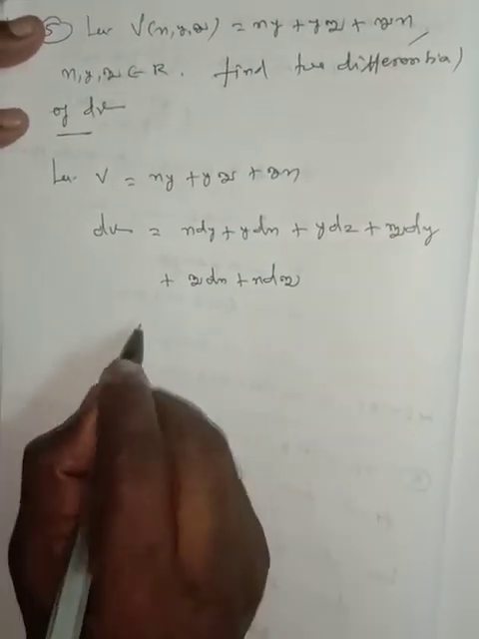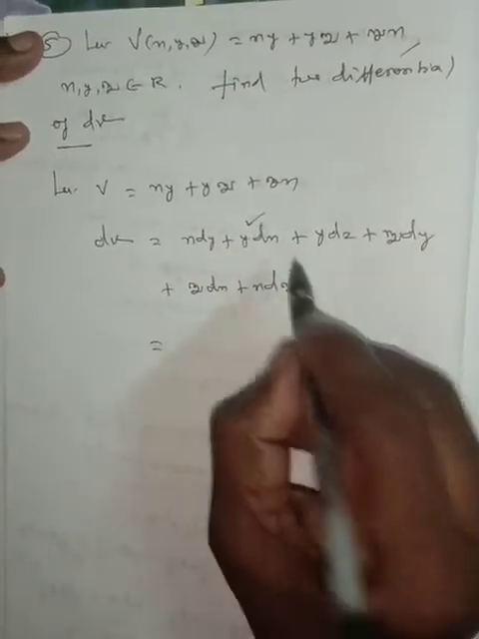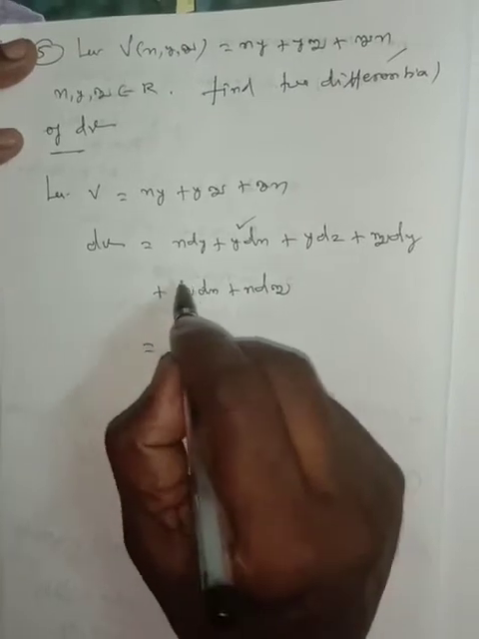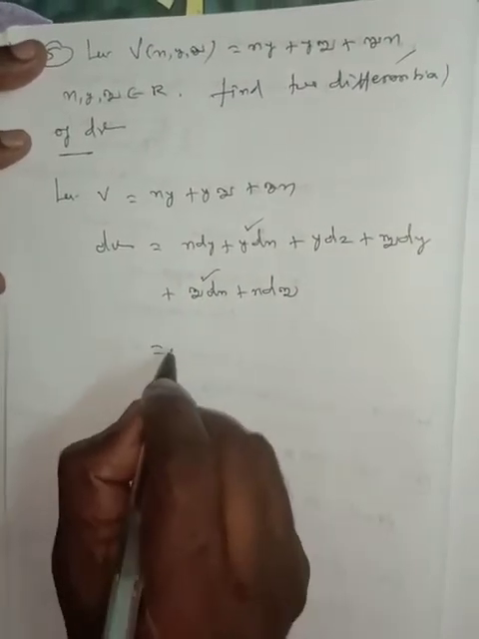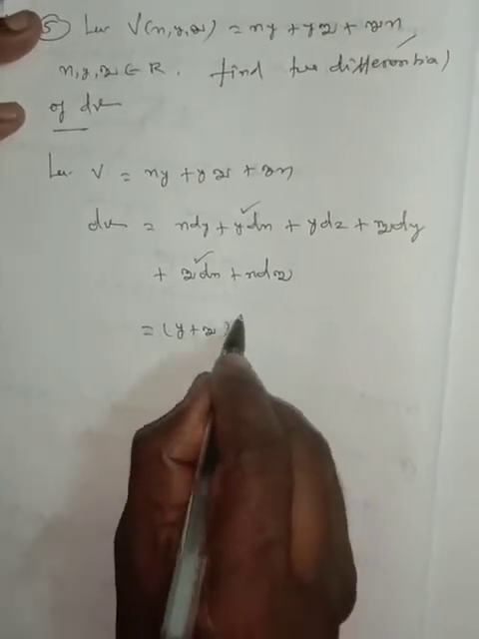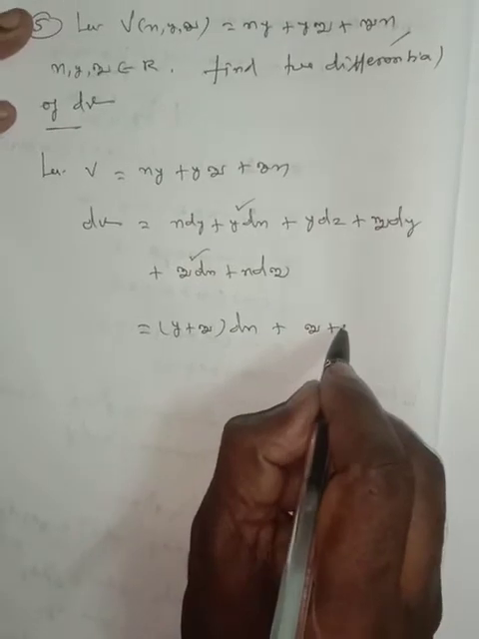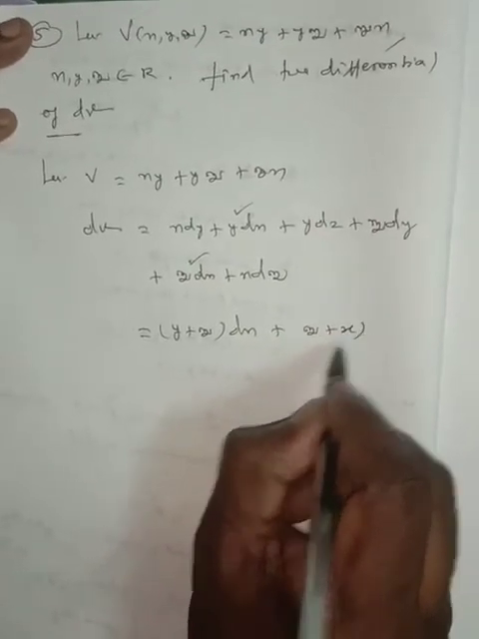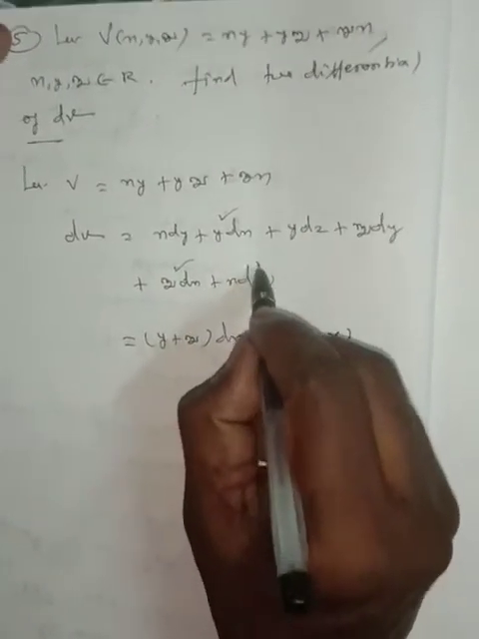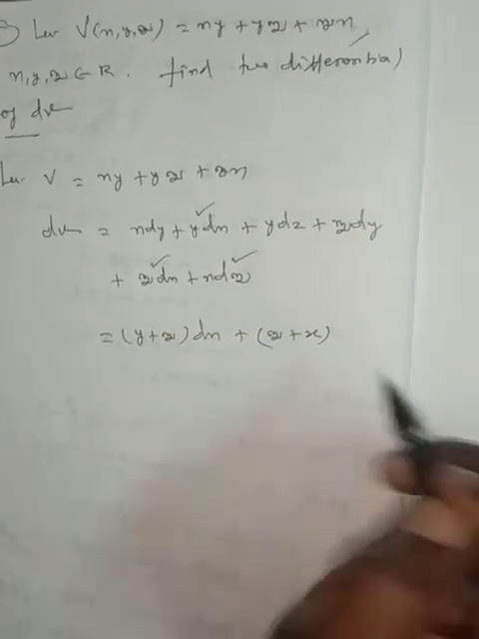Now collect the terms dx, dy and dz. First dx: (y + z) dx, plus (z + x) and so on.